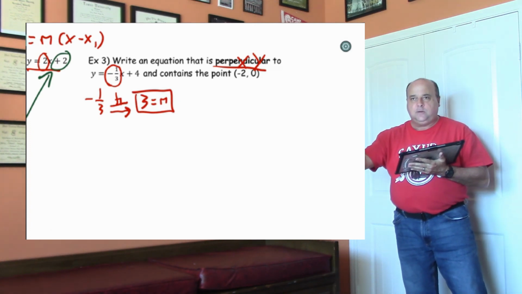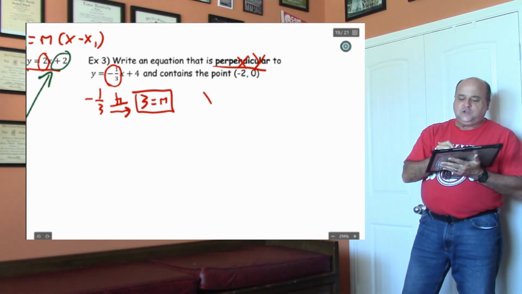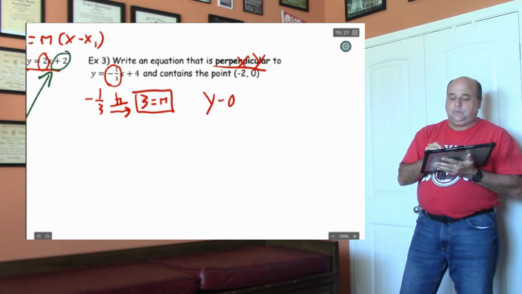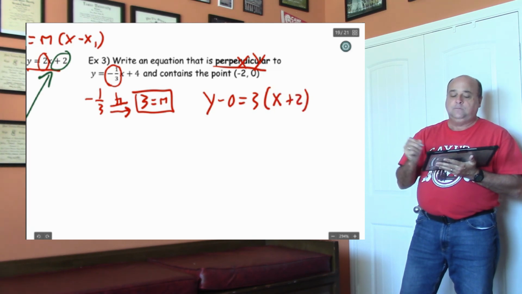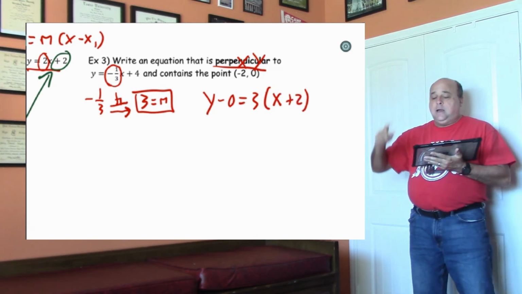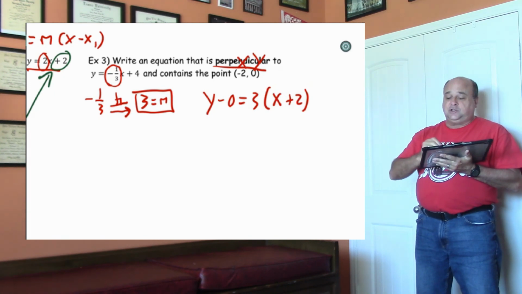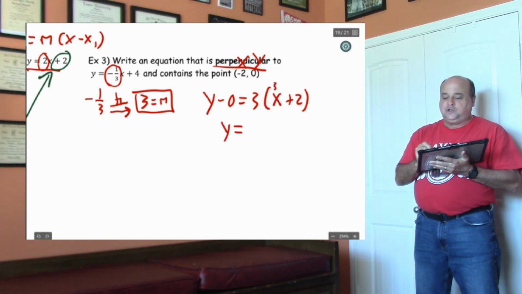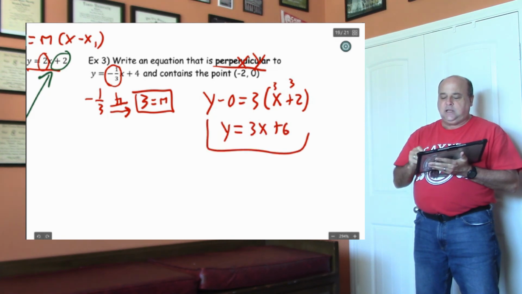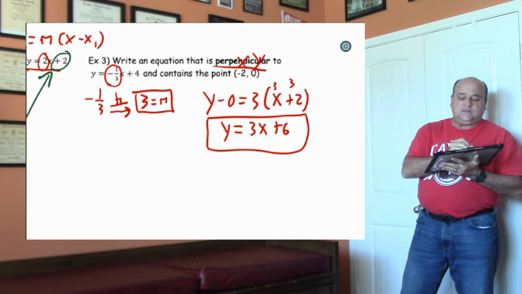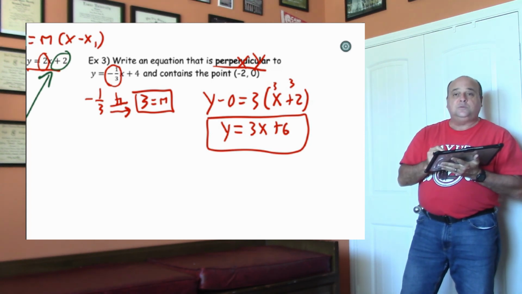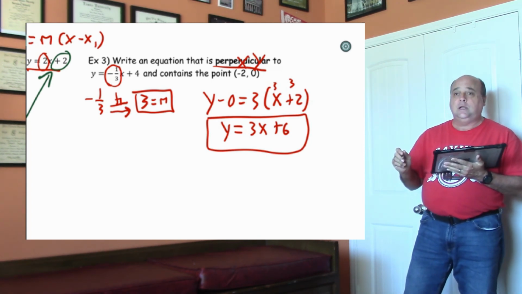I'm going to plug it into point slope, right? So y, let's just put the minus 0, equals, my m is 3, parentheses, x. The opposite of negative 2 is a plus 2. Okay? Now then, y minus 0 is just y. So y equals, distribute your 3, and you get 3x plus 6. That is the equation. Notice that this slope's negative 1/3 and this slope's 3. They're going to be perpendicular, aren't they?